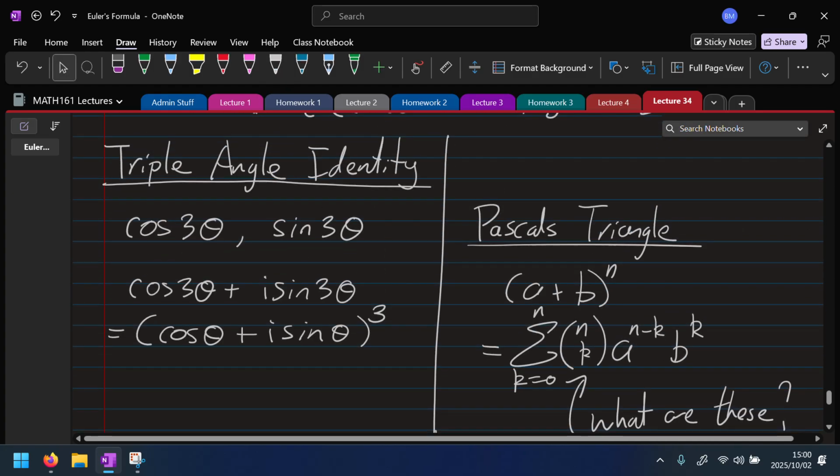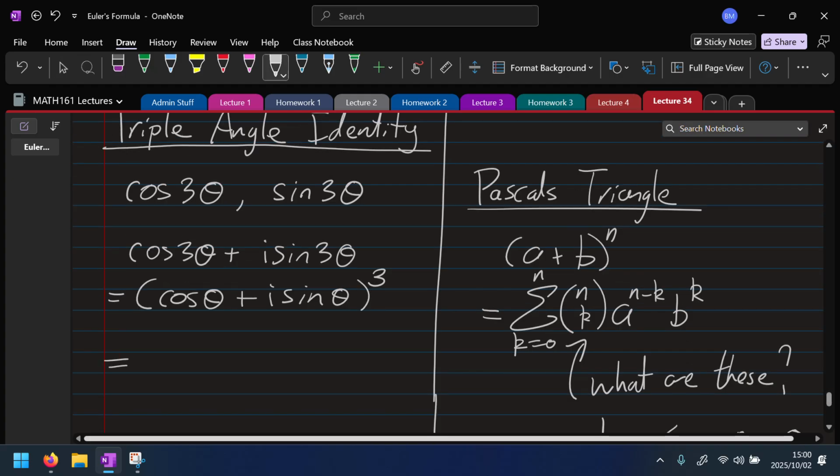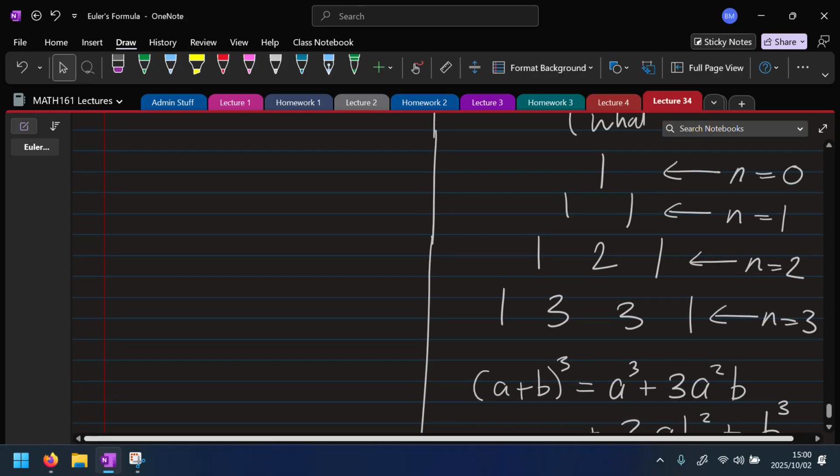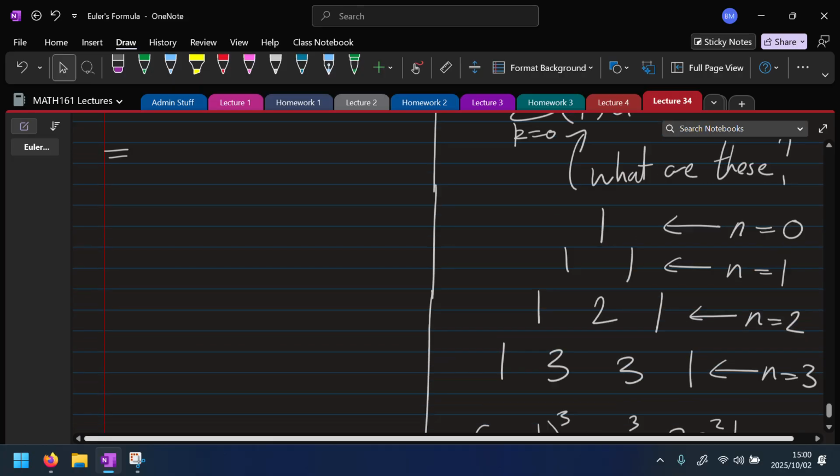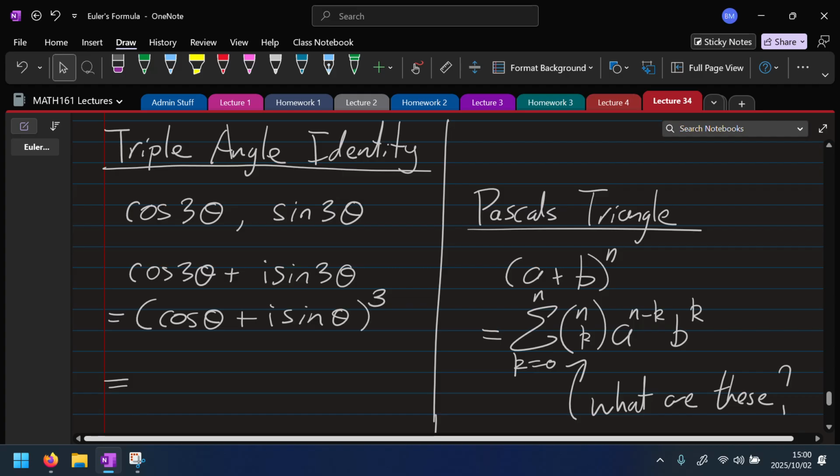Now what we're going to do is look at the cubed case, like we just had at the bottom. Remember what these coefficients were? 1, 3, 3, 1. So keep that in mind. So it's going to be 1 times cos cubed. Plus, what's it going to be?